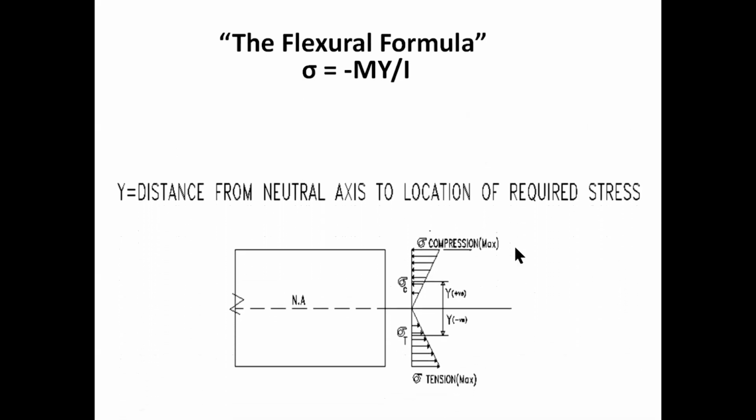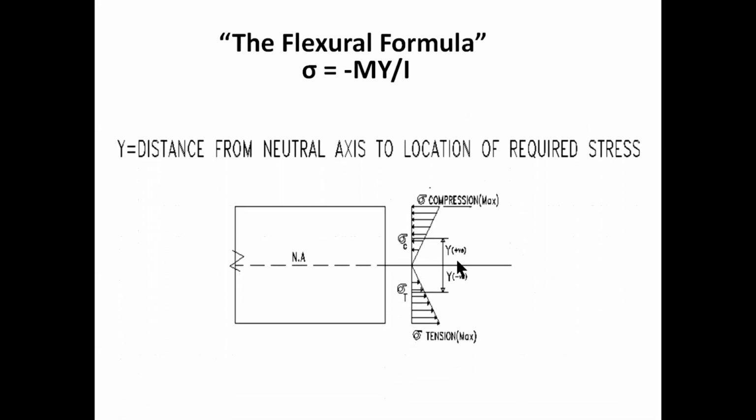y is the distance from the neutral axis to the location we are interested to know the value of the stresses. So for a sagging beam, we can determine the compressive stress at any location above the neutral axis, and the value of the tensile stresses would be below the neutral axis.